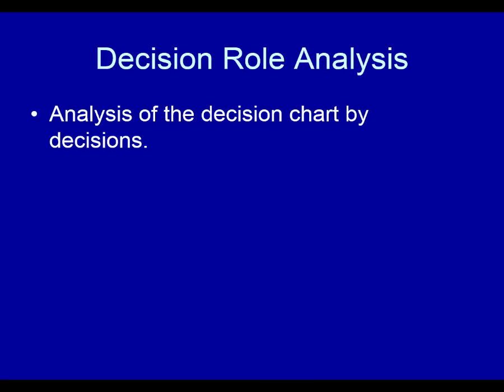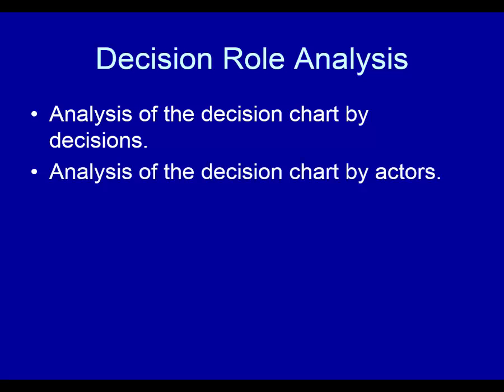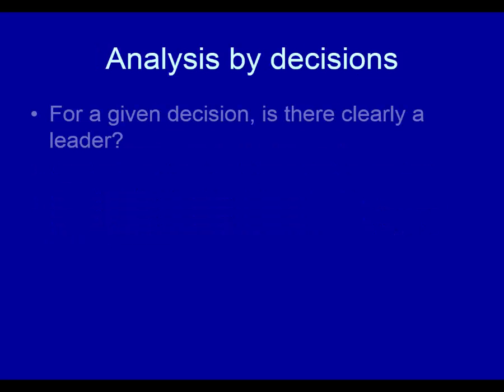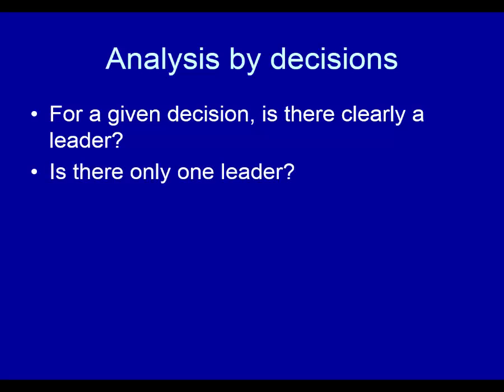When you think about decision roles, you could think about analyzing them. You could analyze the decision chart by decisions or by actors. If you think about by decisions, for example, potential problems with role perceptions, going back to the decision chart. Well, I'm sorry, that's next. Analysis by decisions: for this given decision, is there clearly a leader? Is there only one leader? You should not have more than one leader. Things can get confused under those circumstances. And of course, there must be someone who is leader.